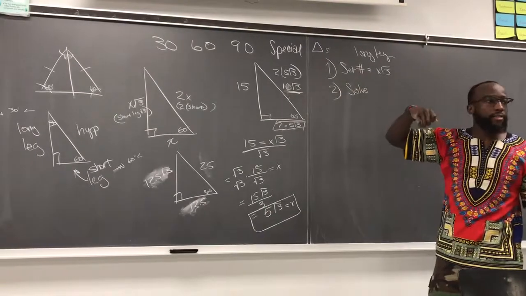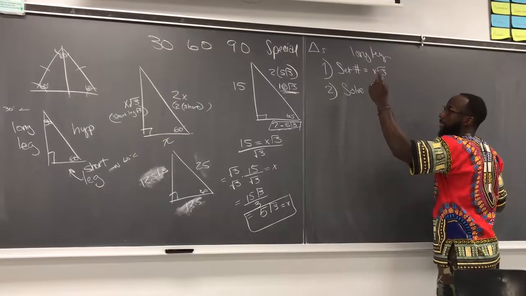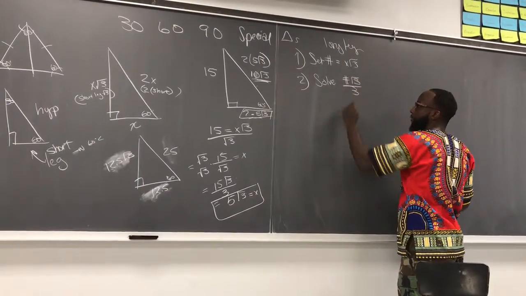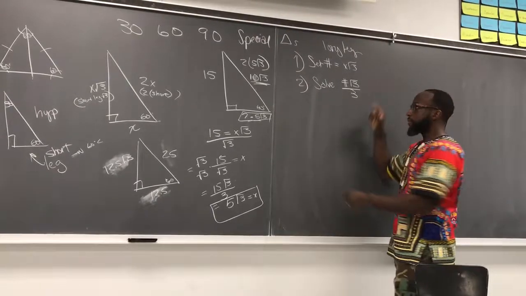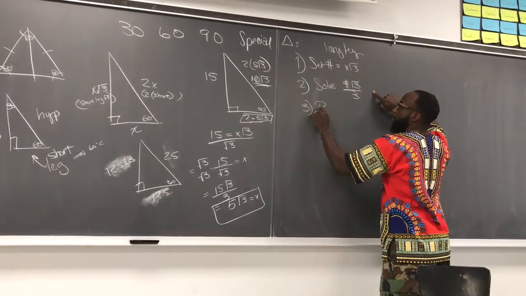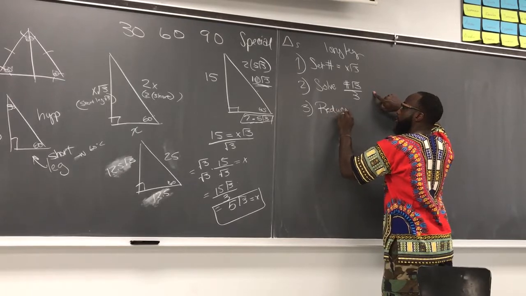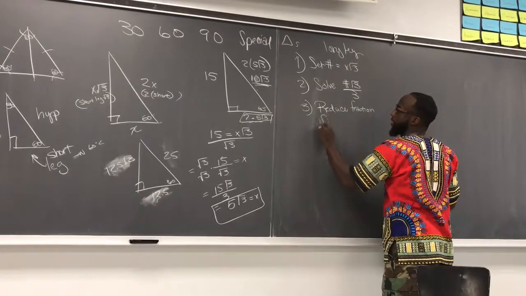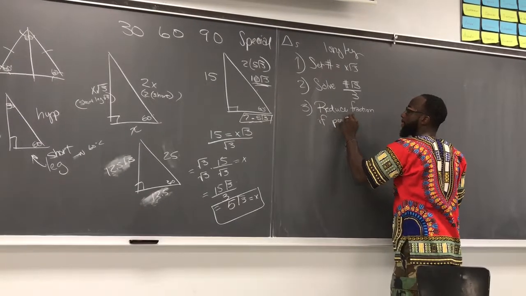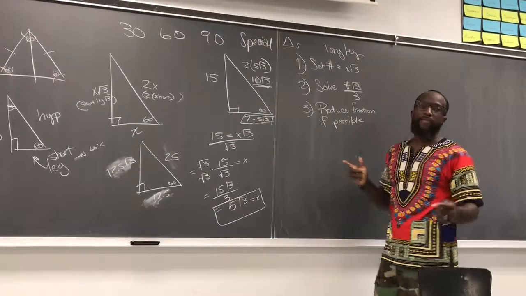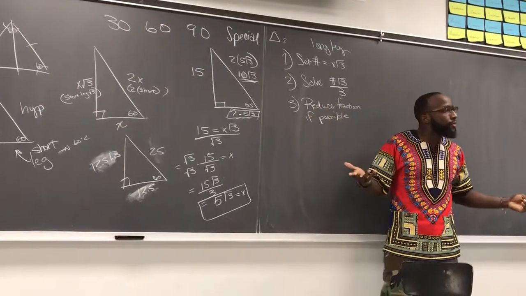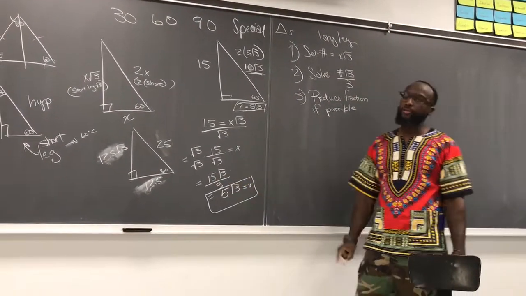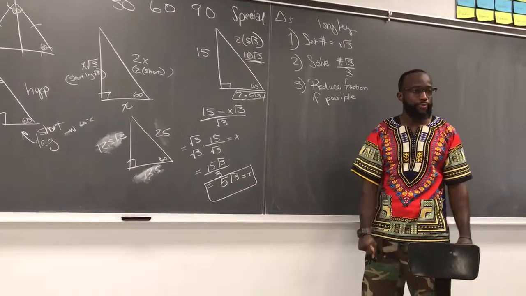You solve, and your answer is always going to be the number times the square root of 3 over 3. Once you get here, you reduce the fraction if you can. Over the years we stopped saying reduce and said simplify. So it was 15 root 3 over 3, and you reduce that to just 5 root 3.